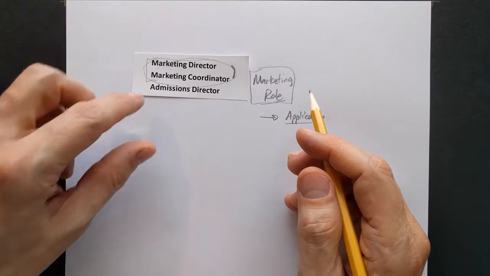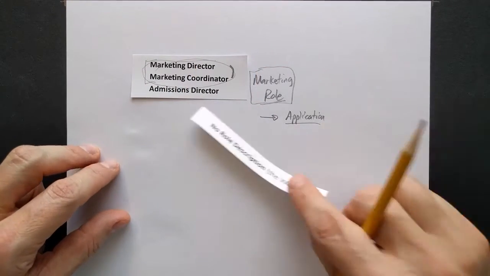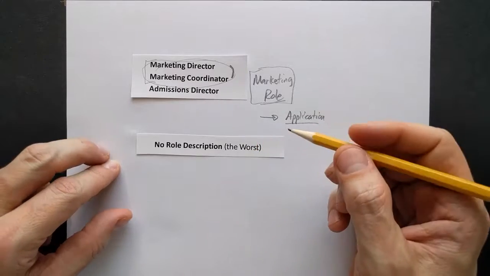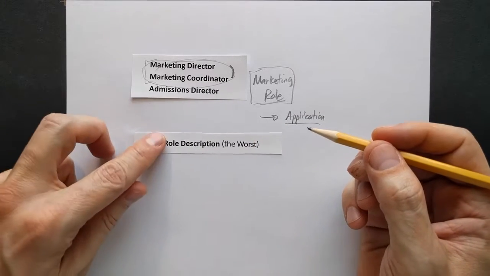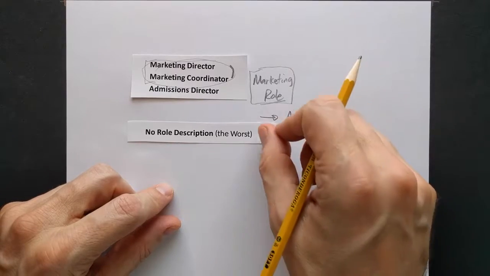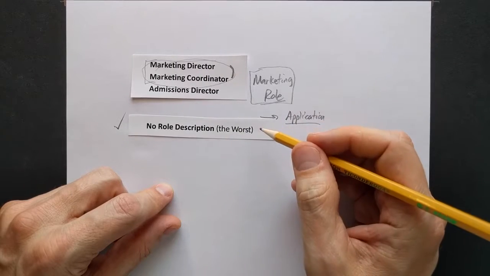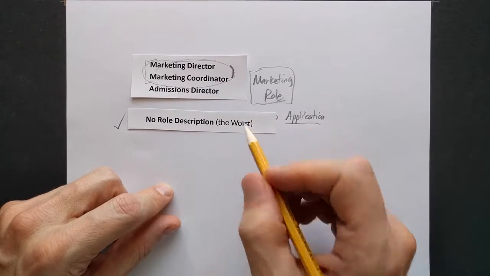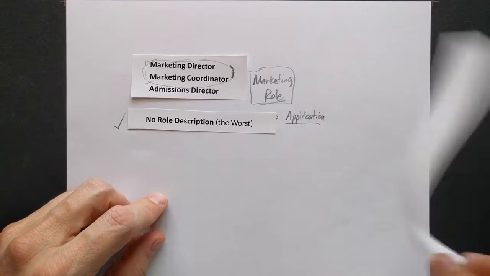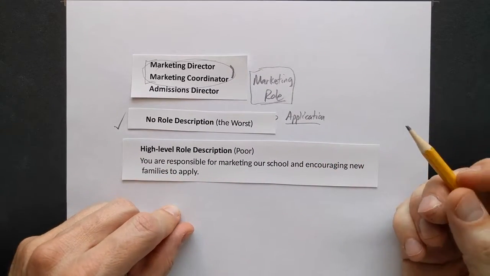What would be ways that we could define this role? Well, clearly the worst way is to have no role description whatsoever. This is the worst. Like, okay, you're the marketing coordinator, so get busy marketing, help market our school, and we're looking forward to seeing what you have. That's not the best. Well, in fact, we could call it the worst. Okay, let's move to a slightly more sophisticated approach. Let's call this the high-level role description.